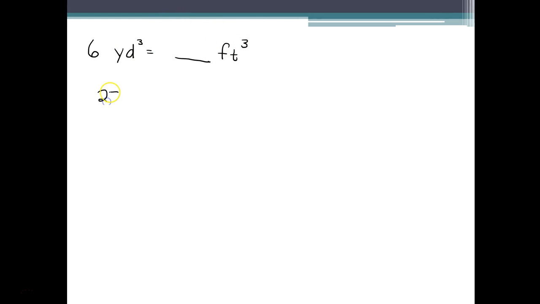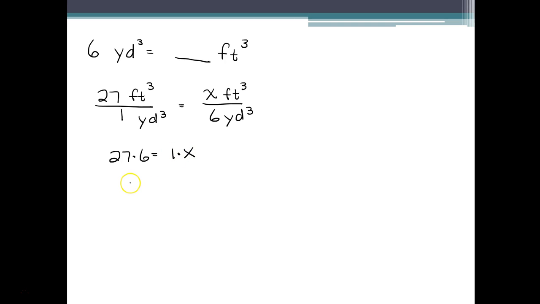Well, there's 27 cubic feet per 1 cubic yard. So we have to figure out how many cubic feet go with 6 cubic yards. So you have 27 times 6 equals 1 times x. X equals 162 cubic feet.